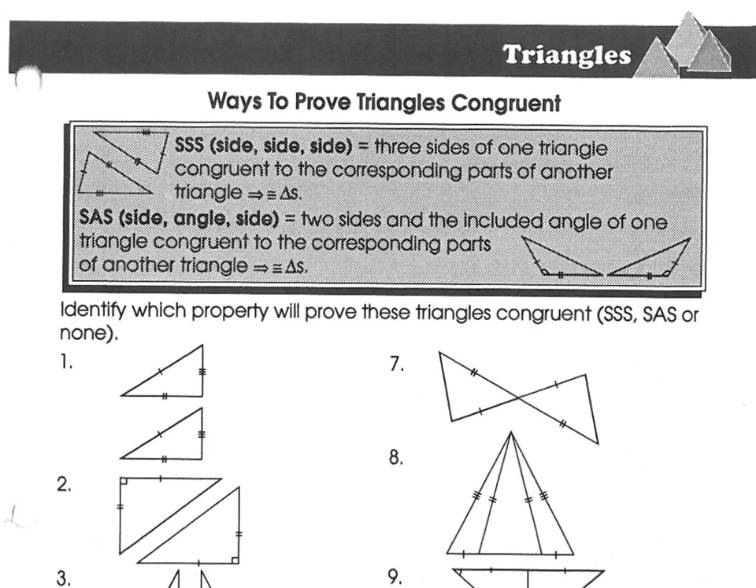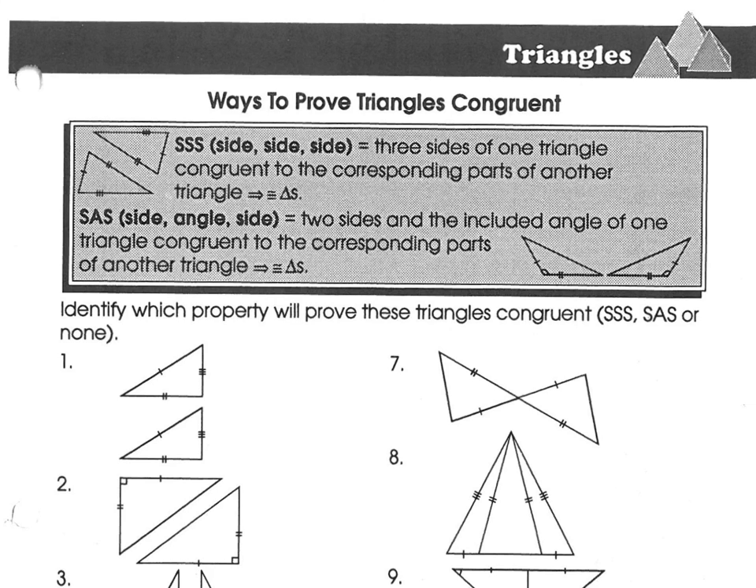Side postulate said if three sides of one triangle are congruent to the corresponding parts of another triangle, then the triangles are congruent to each other. So, not knowing what the angle measures are at all, if you know all three sides of one triangle are congruent to its corresponding parts in another triangle, that's enough.